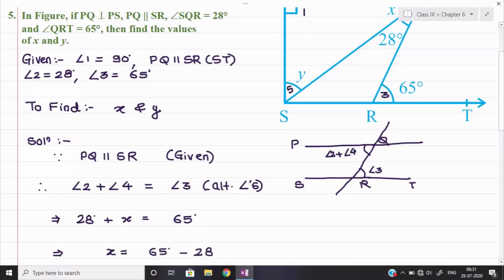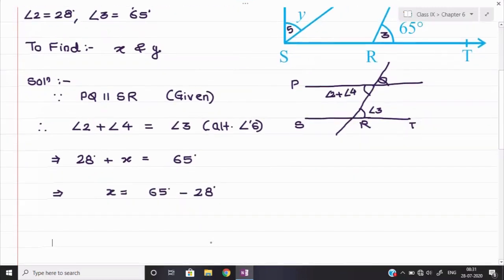Okay, so now from 65, if I subtract 28 degree, what will remain? 15 minus 8, this will be 7, and 6 minus 3, it will be 3. So I think the value of x is coming here 37 degrees. This is your first answer. Now let us find out the value of y.